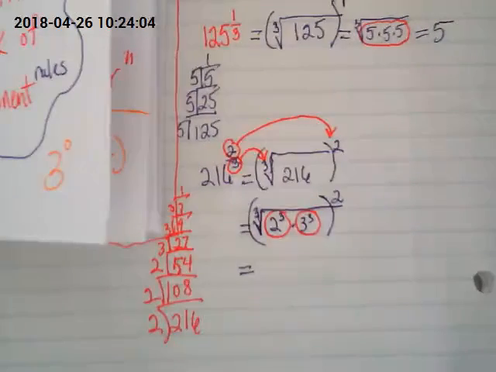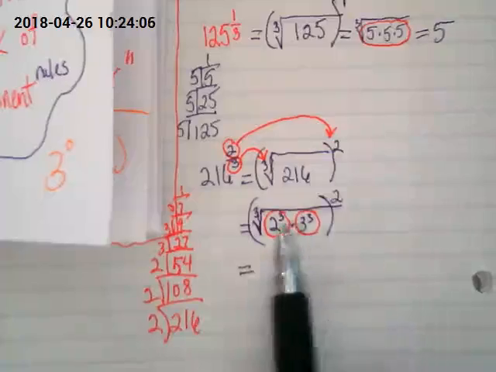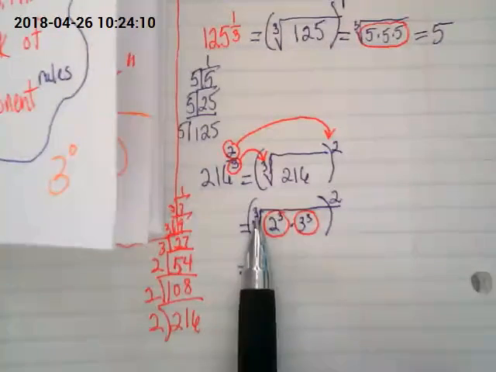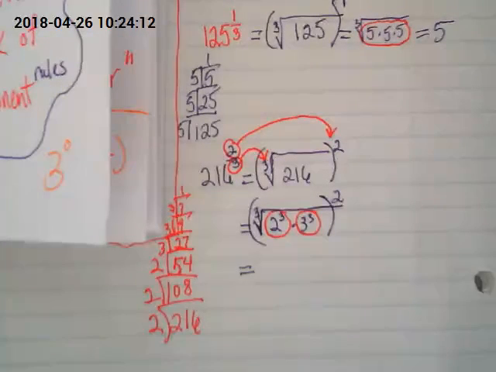Again. Why are they both gone? They're both gone because they're both to the third power. Oh. And the index is 3. I took a shortcut here. I could have written 2 times 2 times 2 and circled it, and 3 times 3 times 3 and circled it, but since they were both to the third, I just took the shortcut.